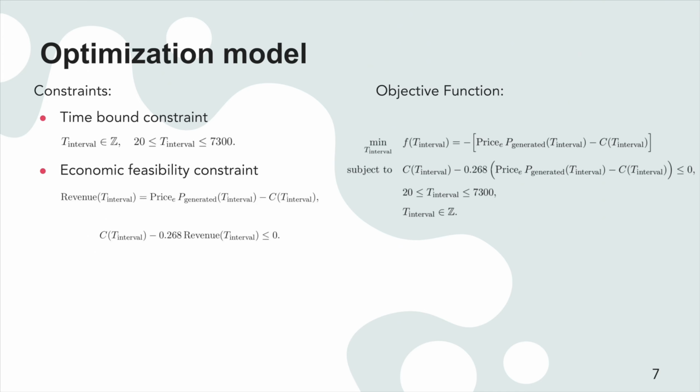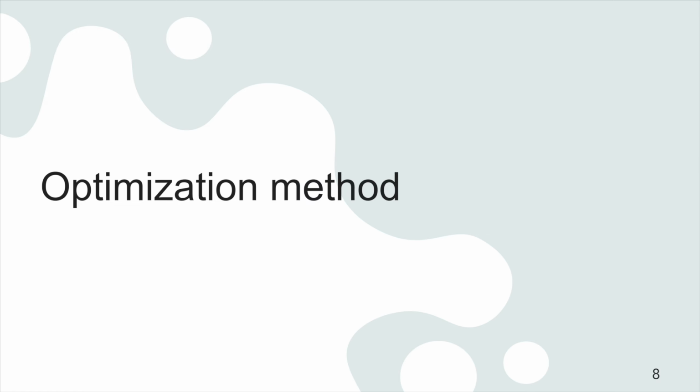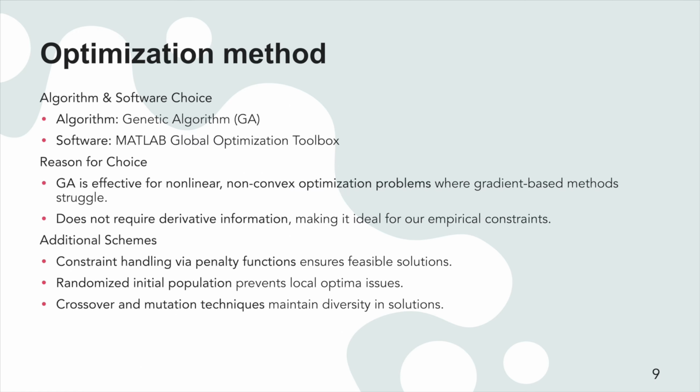Finally, our objective function is to maximize net revenue, which is equivalent to minimizing the difference between total cost and revenue. Then we start to introduce our optimization method. We use MATLAB Global Optimization Toolbox to implement our genetic algorithm. GA is well suited for solving nonlinear, non-convex optimization problems where traditional gradient-based methods often struggle. One of its key advantages is that it does not require derivative information, making it particularly effective for handling empirical constraints.